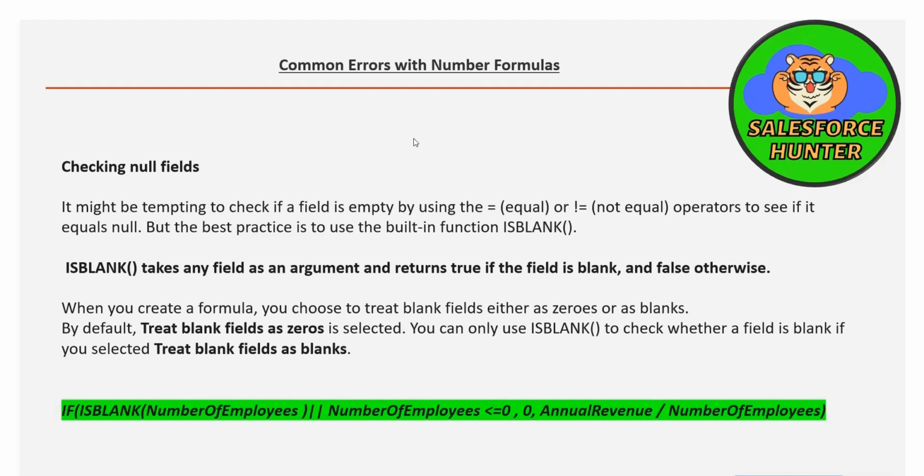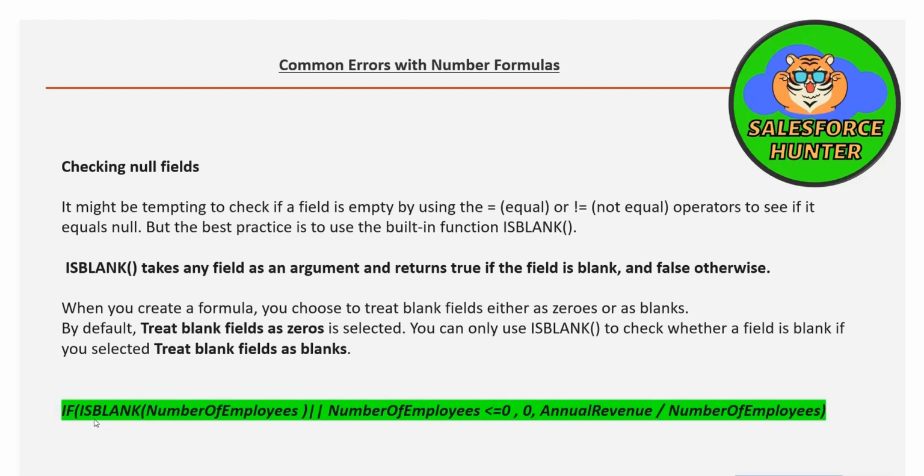You choose whether you want to treat the blank field as 0 or as blank. If you treat blank fields as zeros, then isBlank will not work, because it works only when the field is blank. But if you select this, the blank field will automatically be 0. So keep that in mind. So how do we cater to this problem?